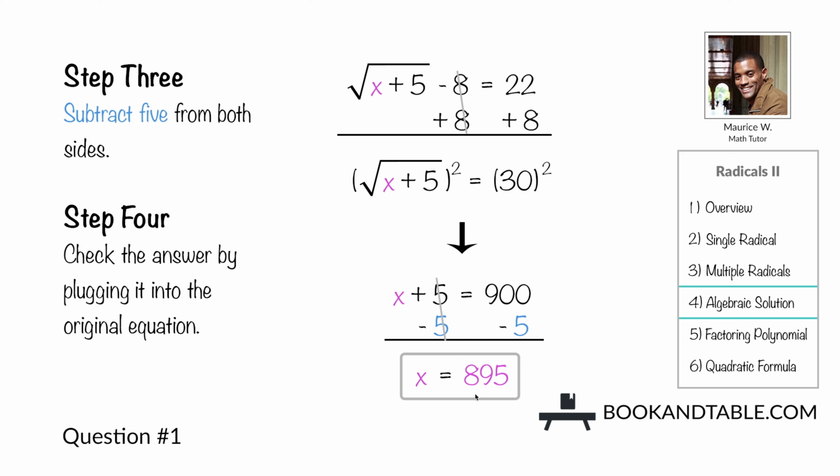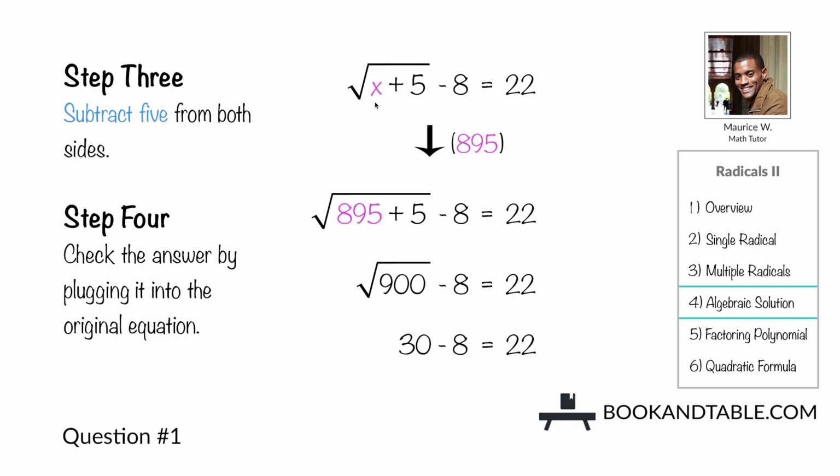And then step 4, check the answer by plugging it into the original equation. The square root of x plus 5 minus 8 is equal to 22. We plug in 895 for x. 895 plus 5 is 900. The square root of 900 is 30. 30 minus 8 is equal to 22. So since the left side equals the right side, that confirms that x is equal to 895.